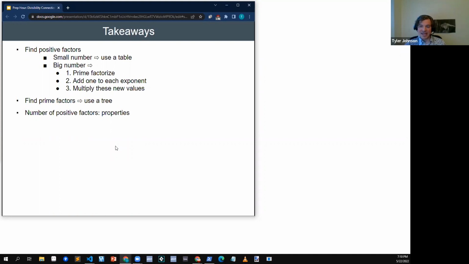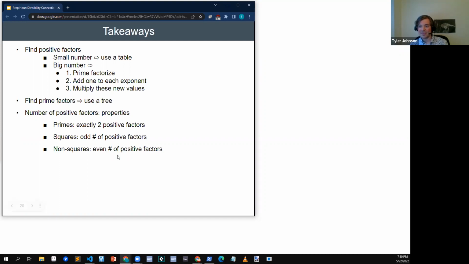We also talked about some of the interesting properties involving the number of positive factors. For example, primes always have exactly 2 positive factors. Squares will always have an odd number of positive factors, and non-squares always have an even number of positive factors.